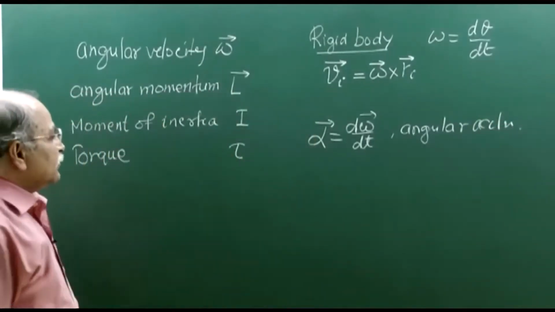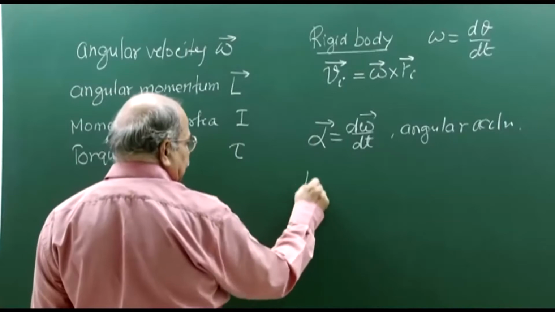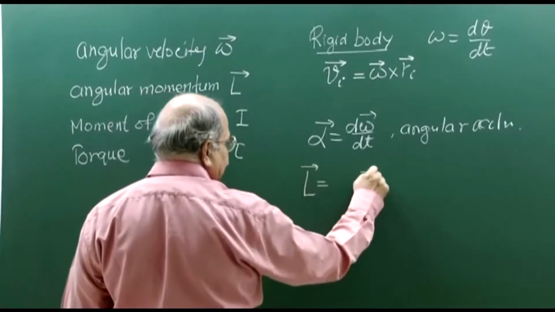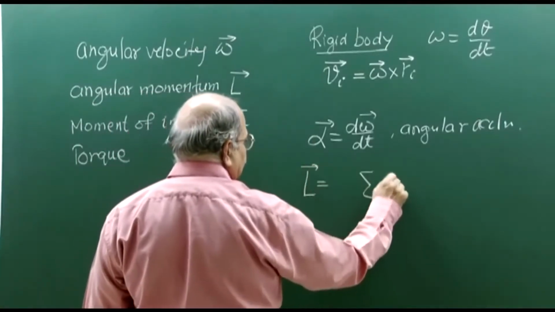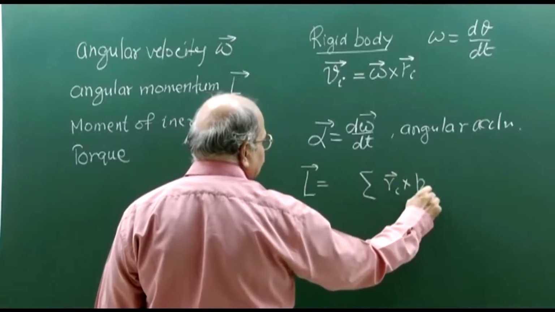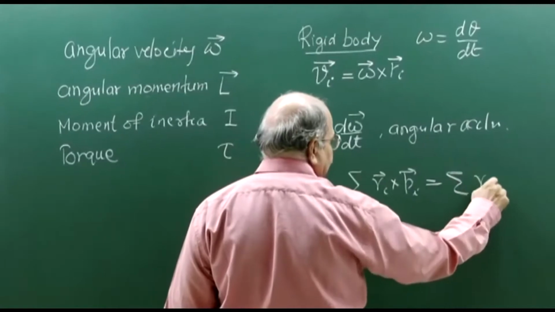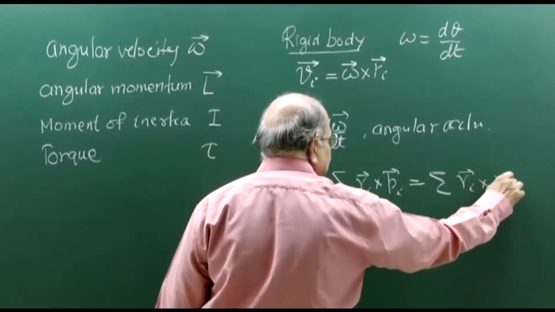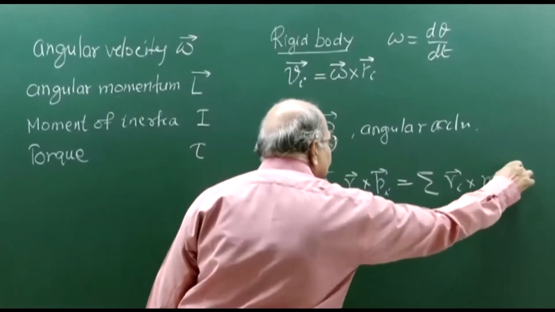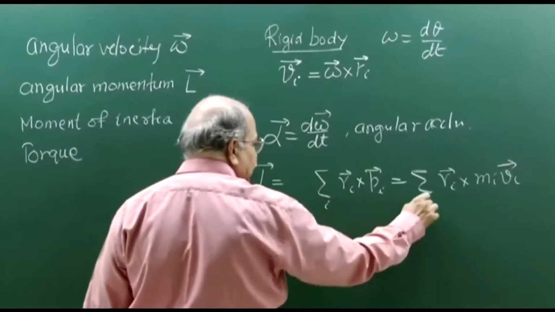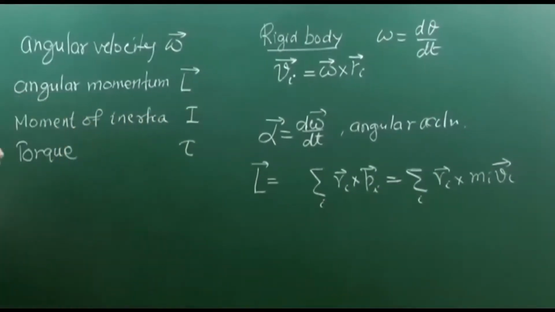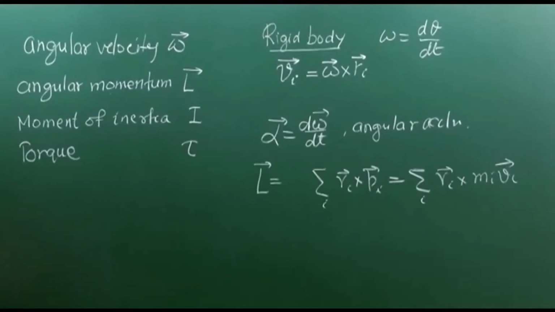Then angular momentum L, for a particle it is Ri cross Pi, which is Ri cross MiVi, and summation over all the particles. So, that is the angular momentum of the thing.